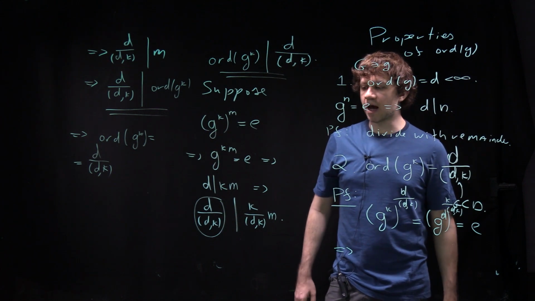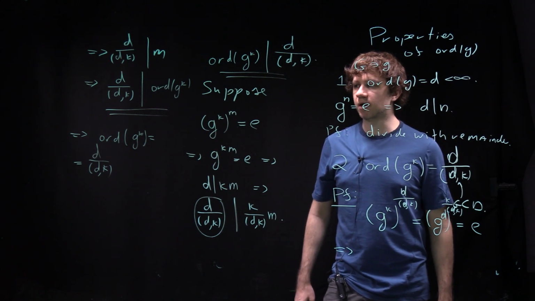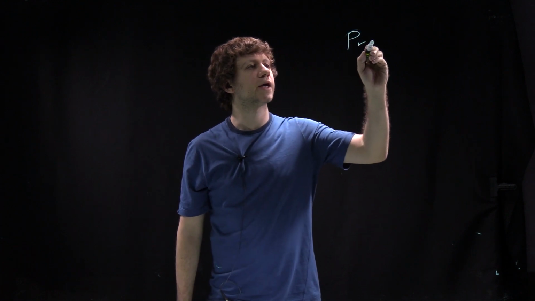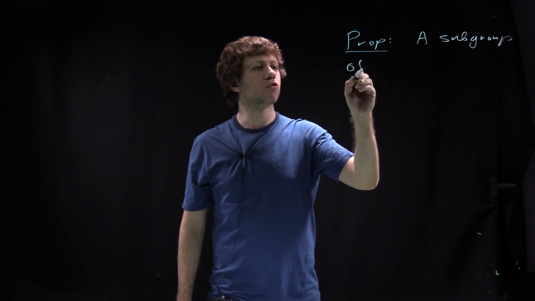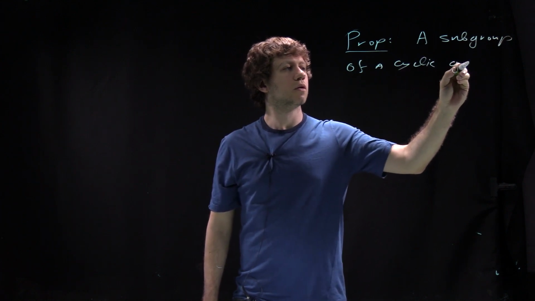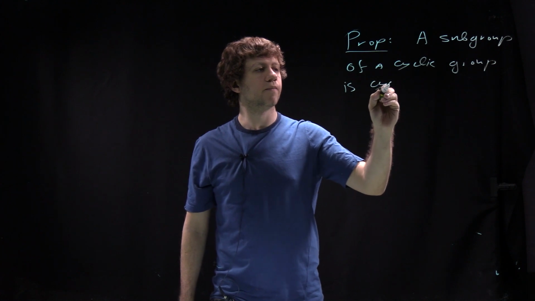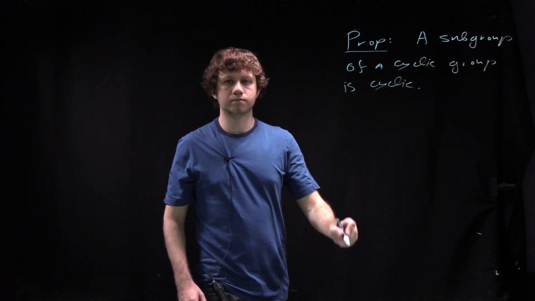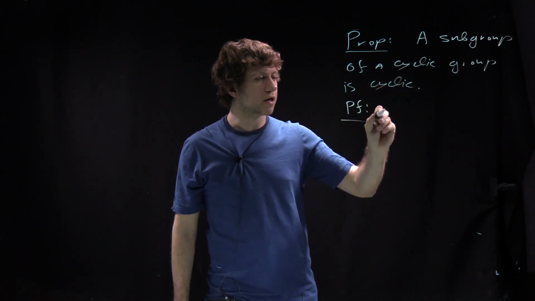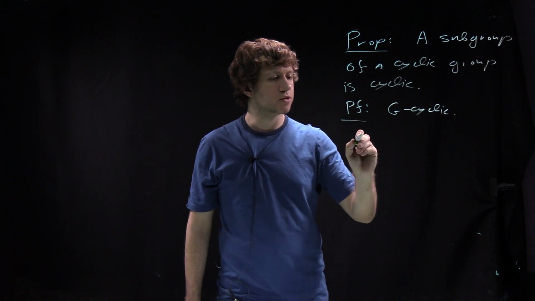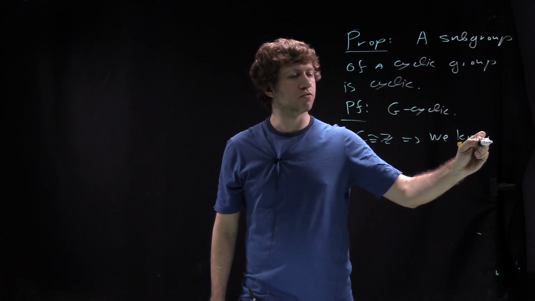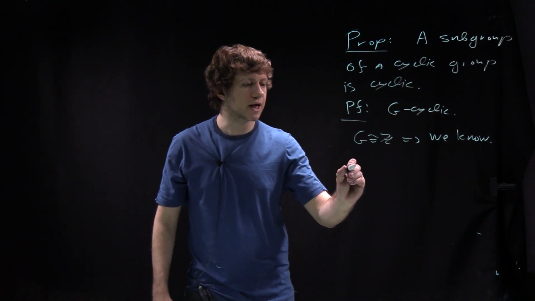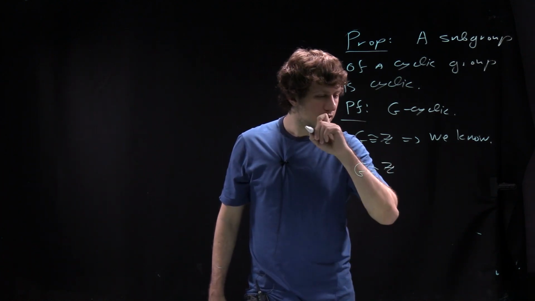And now I want to say a few other things about cyclic groups. Okay, so the next proposition is very simple again: a subgroup of a cyclic group is cyclic. So let's discuss that. We have a cyclic group, so G is cyclic, and then there are two cases. G is isomorphic to Z, then we know it, that was the first result today. And then there is the case G is isomorphic to Z over NZ.